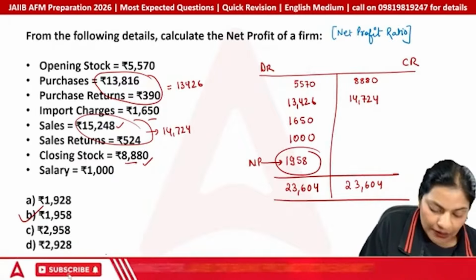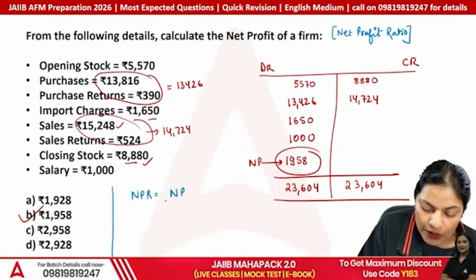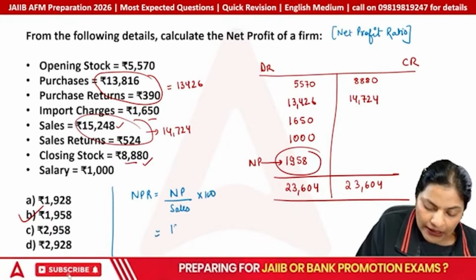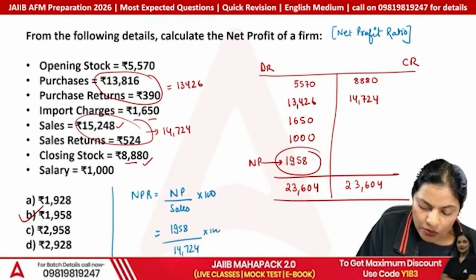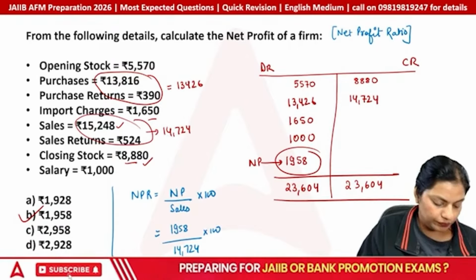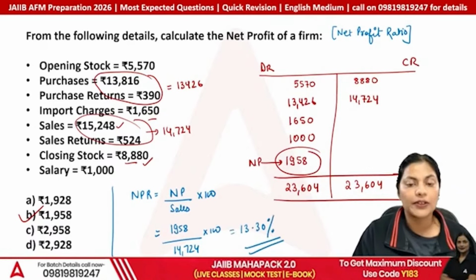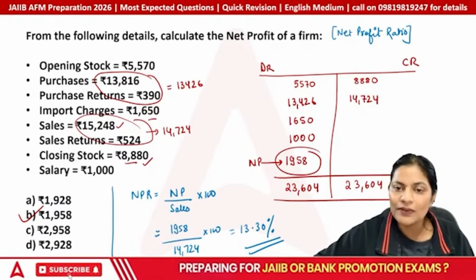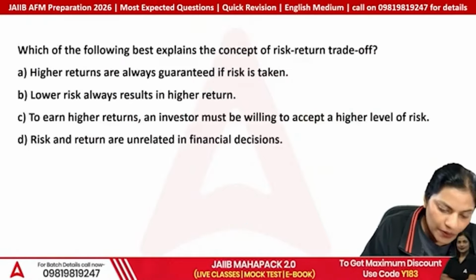Now let's calculate net profit ratio. Net profit ratio is equal to net profit upon sales into 100. So net profit is 1958. Our net sales is 14,724 into 100. That means somewhere 13.30%. That is our net profit ratio. Though in exam net profit ratio in this particular question was not asked, but never mind, we can always calculate it. Okay, let's move ahead to the next question.